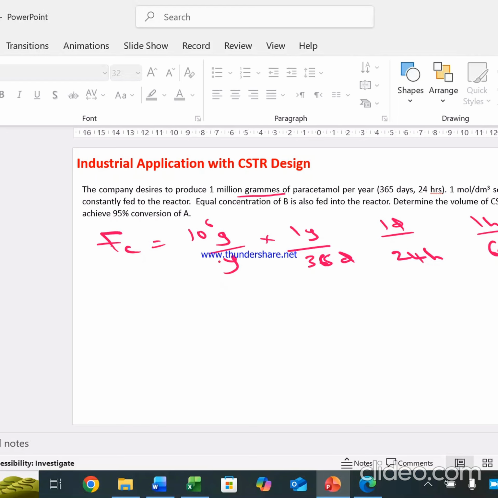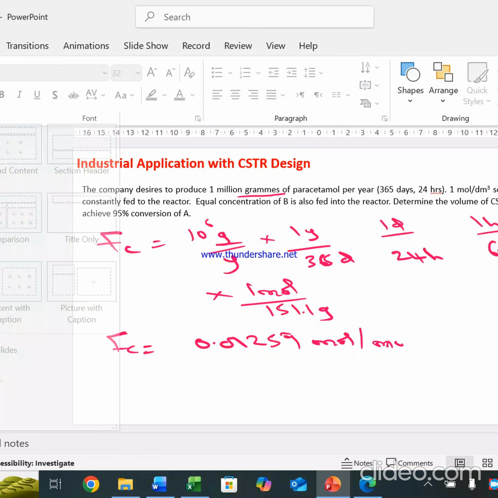Then how do we convert this gram into mole too? Remember, 1 mole has 151.1 gram, if you sum the masses of the paracetamol components. So when we evaluate this, our molar flow for the paracetamol will be 0.01259 mole per minute. That is what the company should be producing.